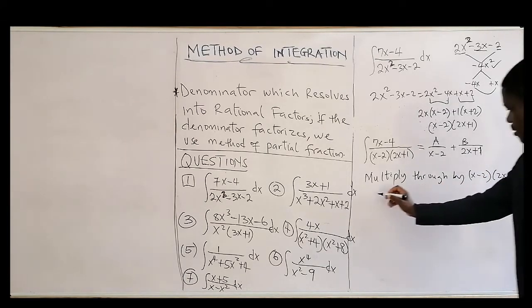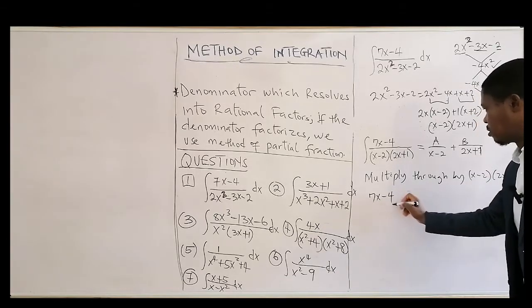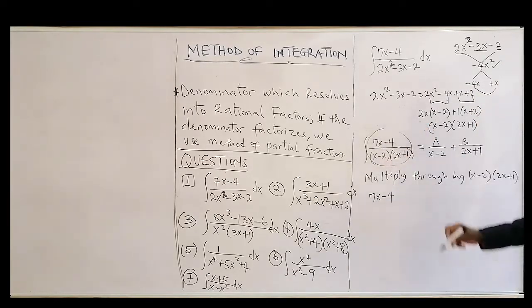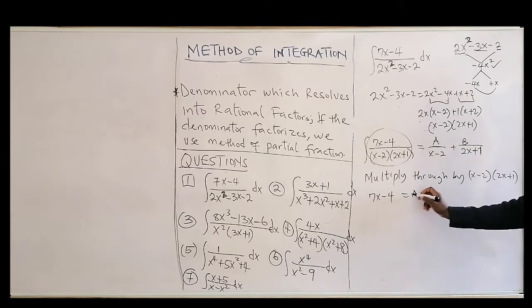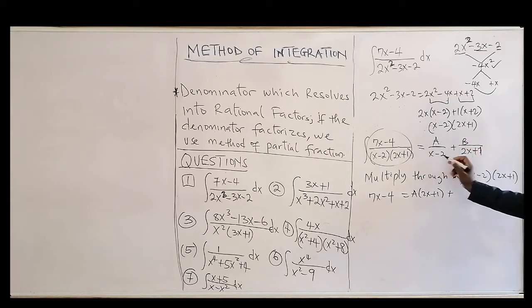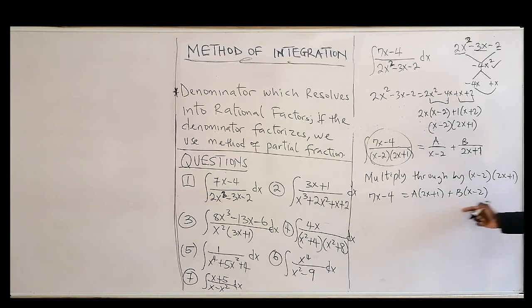So that will give us 7x minus 4 equals, if you multiply through by this, A times (2x plus 1), then B times (x minus 2). So that's what you get when you multiply through by the common factor.